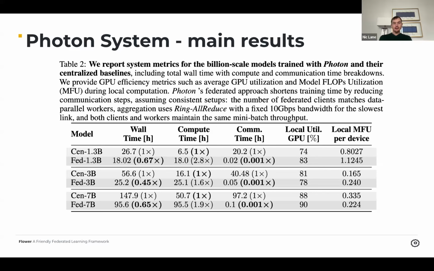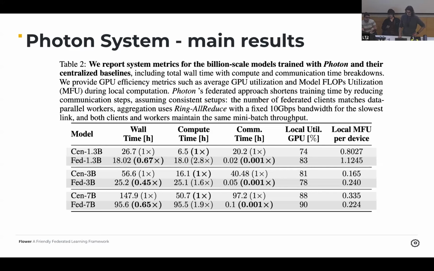Yes, and the compute capacities are the same. So this means if you see a longer compute time for federated learning, this just means that the number of sequential steps that the training performs is going to be bigger compared to centralized.